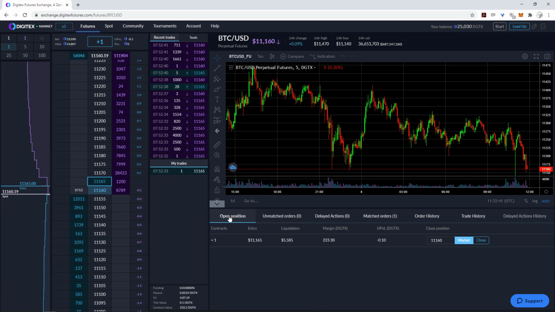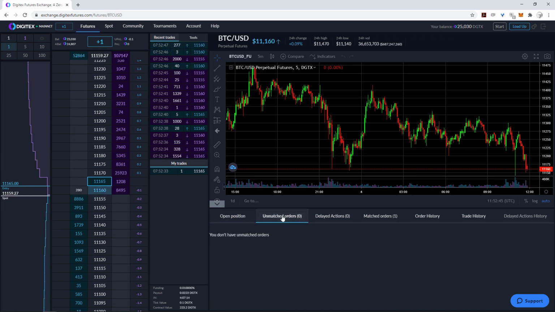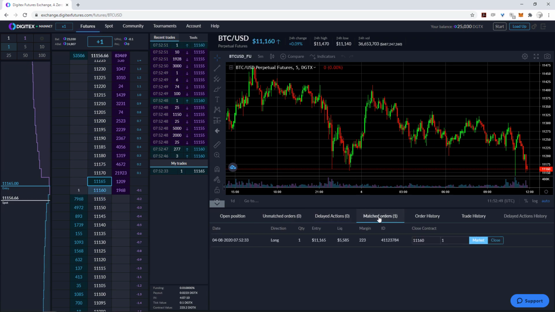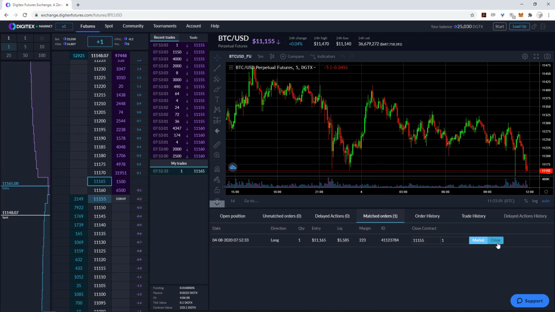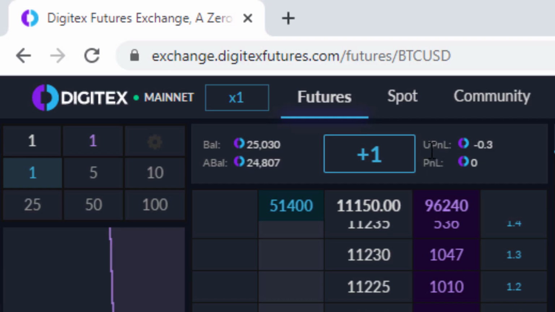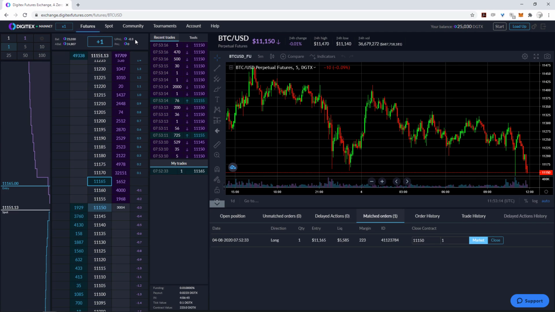Now we can take a look at the open positions. Open positions here. I don't have any unmatched orders. I don't have any delayed actions. I do have a matched order right now, which is a long at 11,165. Now, if I want to, I can just close this position at market and just get out right now. Okay, the price is going down. It's going against my position. You can see the unrealized P&L, which is up here, -0.3 Digitex.